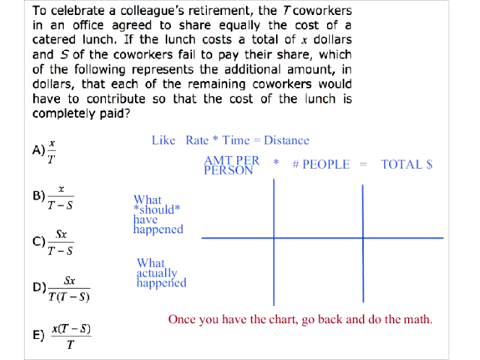So there's T coworkers in an office if we're doing algebra. So it should have been T people. And the lunch cost a total of X dollars. And then S of the coworkers fail to pay. That means that S of them bailed out on their obligation. So what that means is that you have T take away S in this box. The cost of the lunch isn't going to change. The lunch is still X.